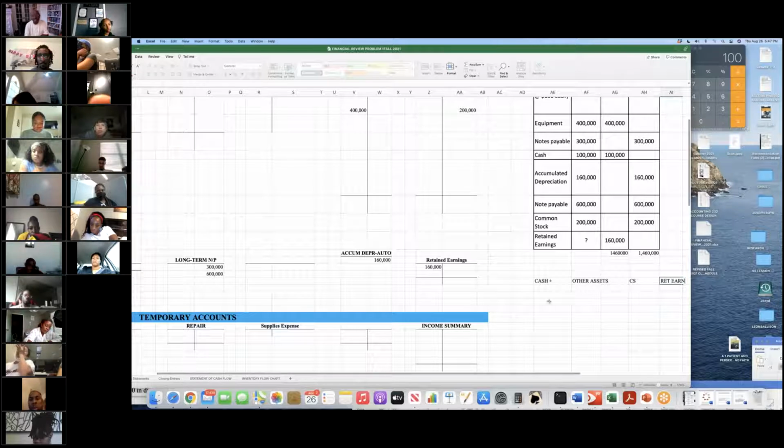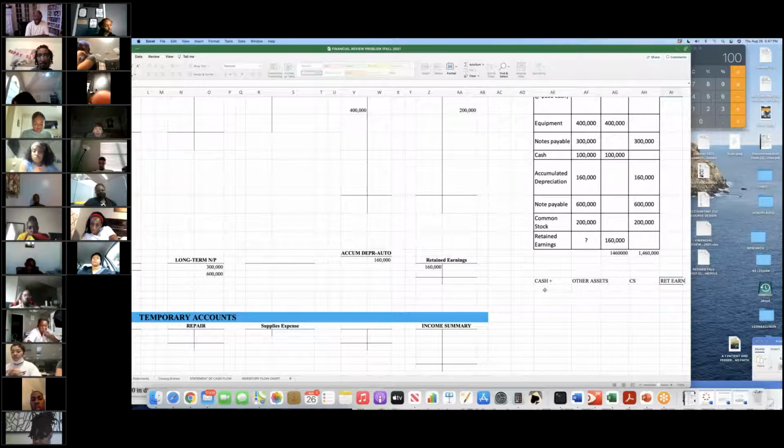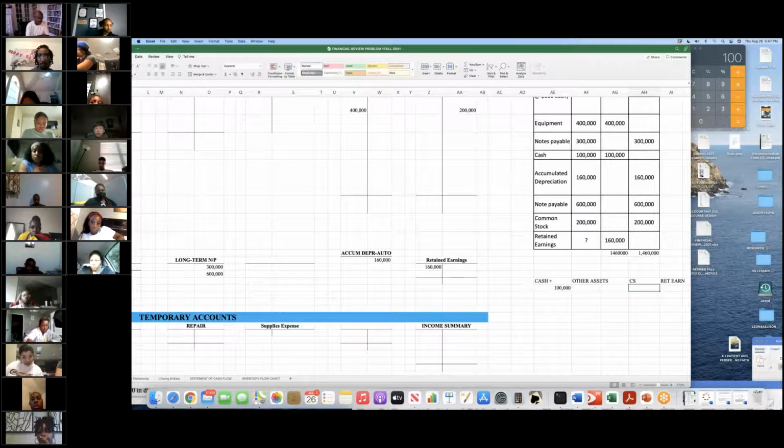Okay. So if you start a business off with $100,000 in cash, common stock's going to have a balance of what? 100,000. Okay. The goal of the business is to increase the cash through earnings. Okay, you got 100,000 that you started off with.